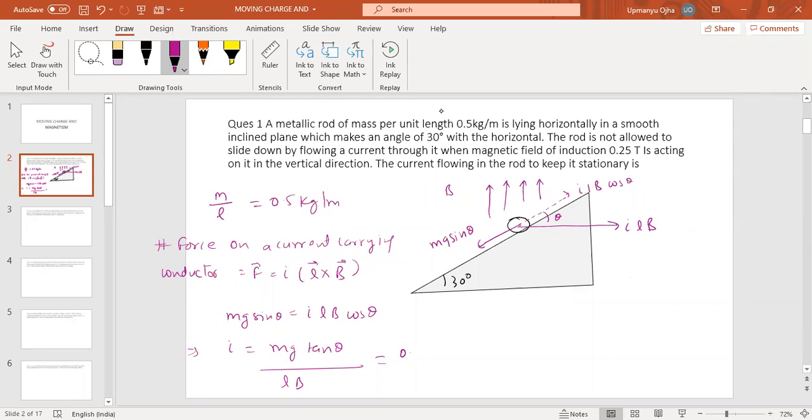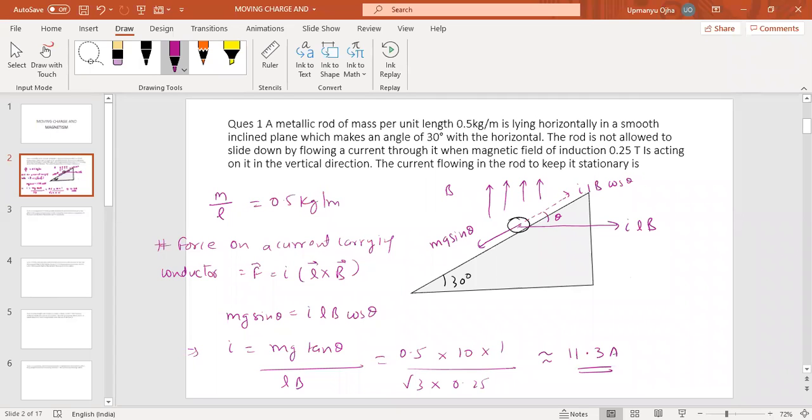Now mass per unit length, m by L, is 0.5. So we can write this as 0.5 into 10, tan 30 is 1 by root 3, and the magnetic field is 0.25. If you solve, your answer would be approximately 11.3 ampere. I hope you got how we got this current, 11.3 ampere.